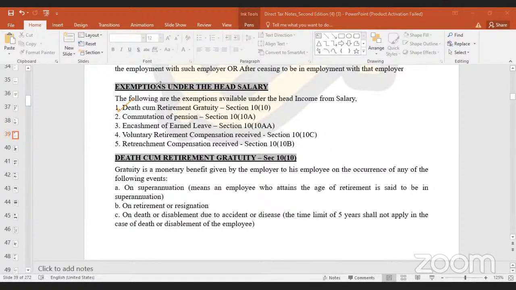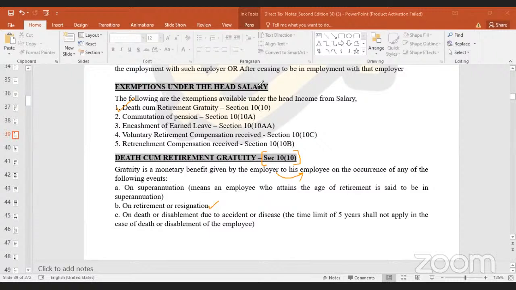We'll go to death cum retirement gratuity. The exemption is given under section 10 subsection 10. It is a monetary benefit given by an employer to an employee on the occurrence of any of the following events: at the time of retirement, resignation, or at the time of attaining a certain age, or in the case of death or disablement due to accident. In all these cases you can withdraw gratuity.